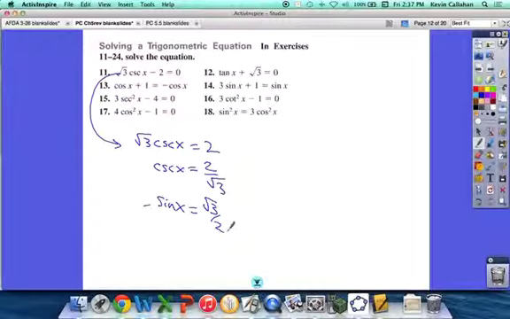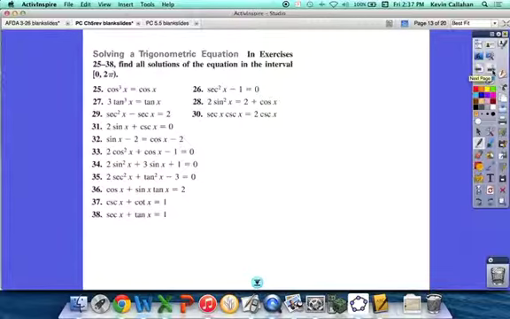Remember that if you're solving one like any of these here, when you take the square root, guys, remember the plus or minus. You're not going to get all the solutions. So remember to take the square root plus or minus.